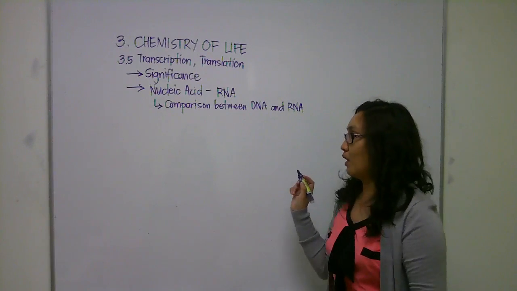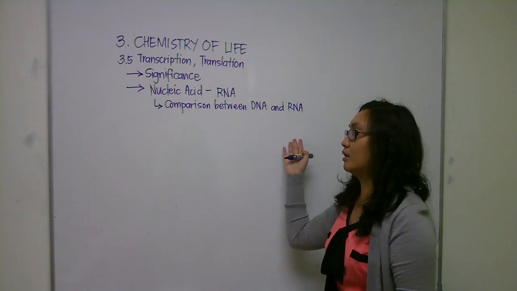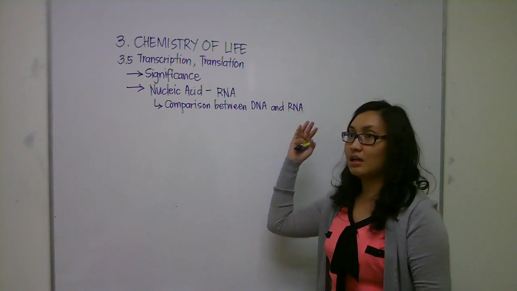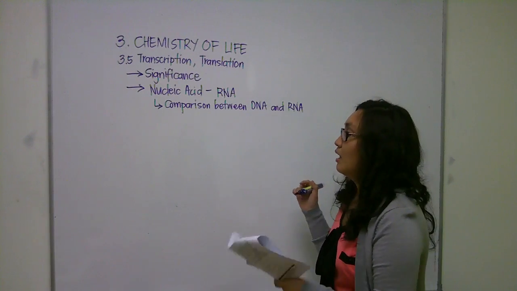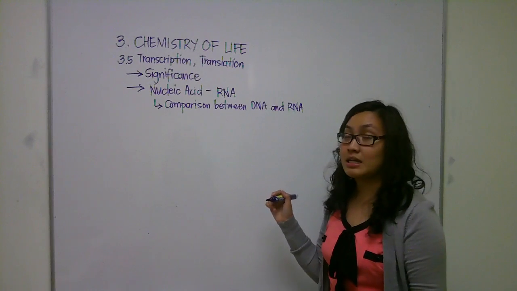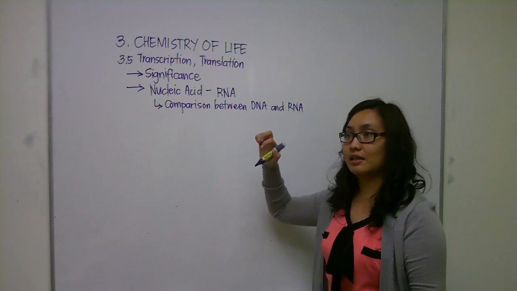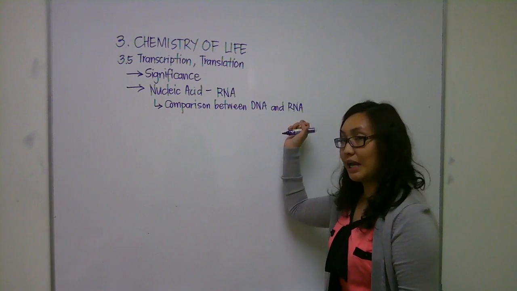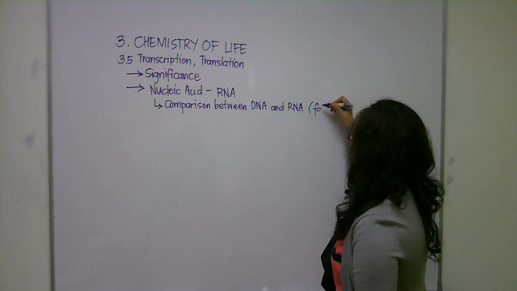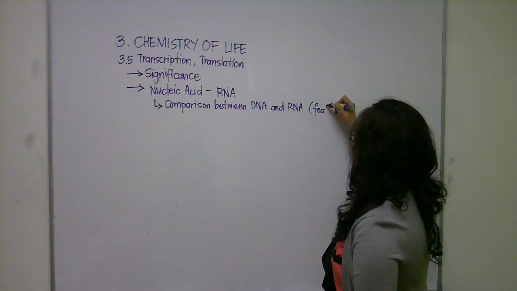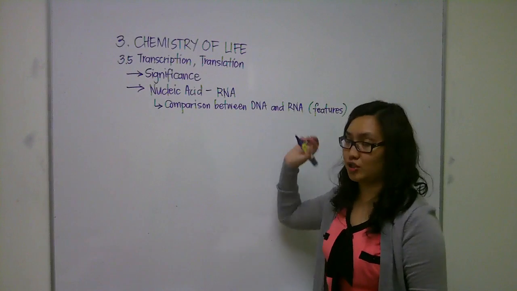For example, according to structure, DNA is double-stranded, in a double helix, whereas RNA is usually single-stranded. The nitrogenous bases are also compared here, where DNA uses the nitrogenous base thymine, while RNA uses uracil. Writing down the features would help the students compare the two structures.